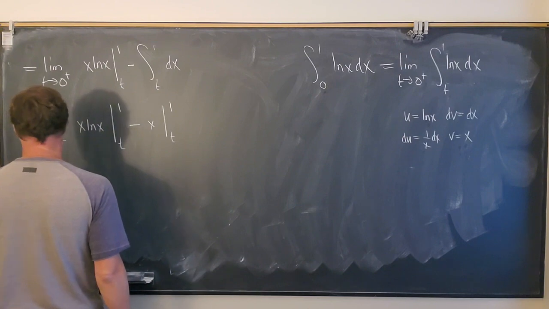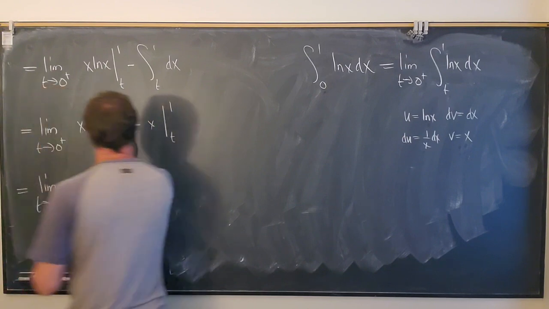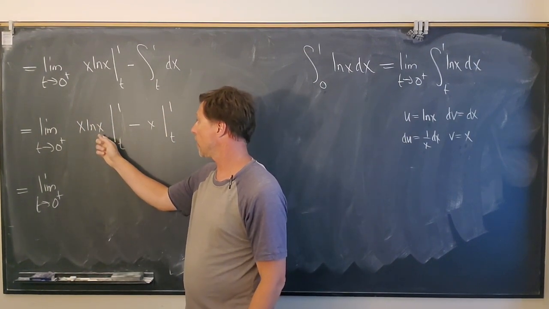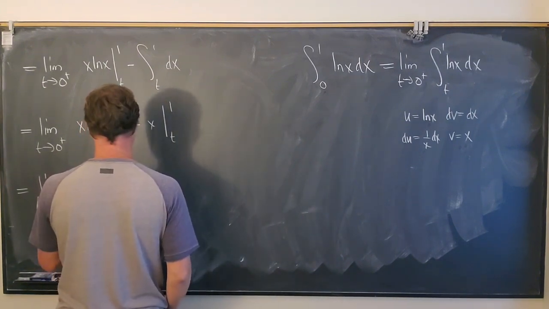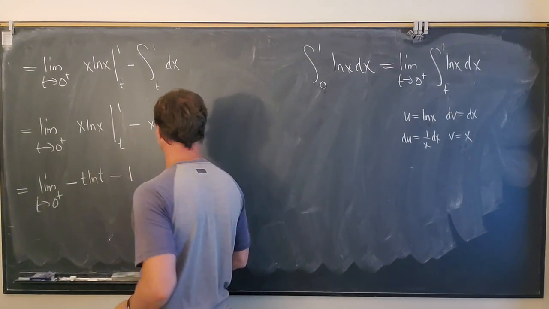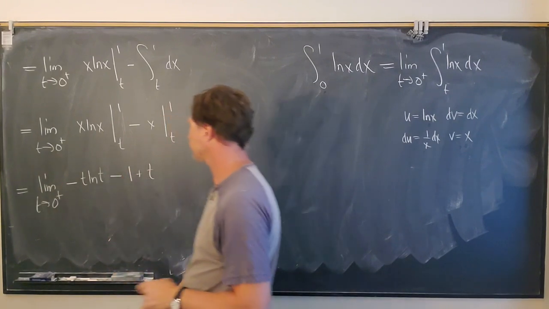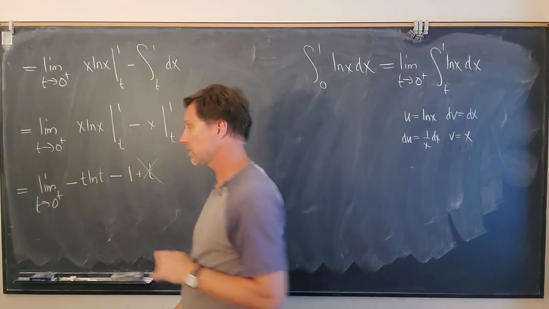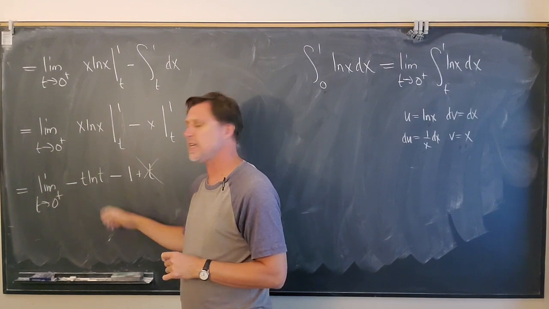So that's equal to the limit as t goes to 0. When I plug a 1 in, I'm going to have 1 times natural log of 1, which is 0. And then it'll be a minus t natural log of t. Minus, now when I plug in, I'll get a minus 1, and then it'll be plus t, as t goes to 0. So now what we need to do is figure out what the limit is as t goes to 0 of t natural log of t.